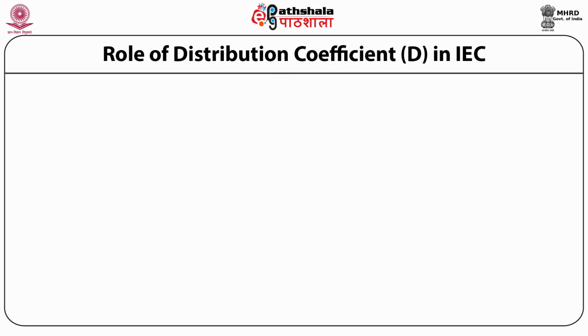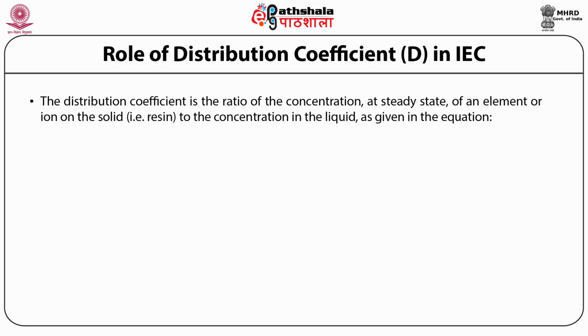Now let me talk about the role of distribution coefficient, that is D, in ion exchange chromatography. The theoretical effectiveness of the separations in ion exchange chromatography can be calculated by comparing the distribution coefficients, that is D, of various ions. The distribution coefficient is the ratio of the concentration at steady state of an element or ion on the solid, that is, in this case the resin or the matrix, to the concentration in the liquid as given in the equation, where D is equal to Cs divided by Cl.